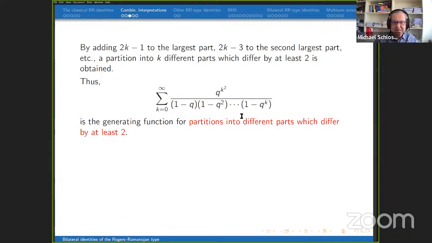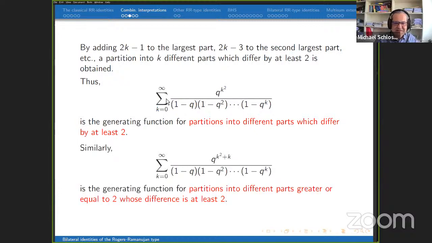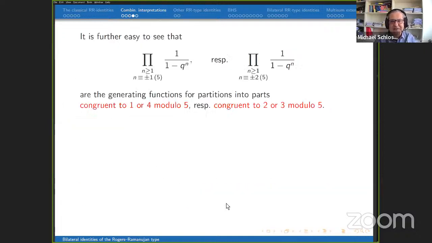And then, since k can be arbitrary, you have a sum from 0 to infinity. And similarly for those partitions which have size at least 2 as the smallest part. Okay, so this is an interpretation of the two left-hand sides.